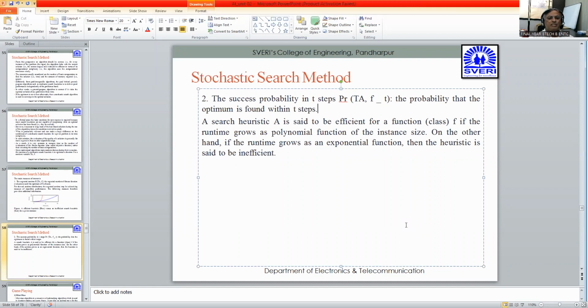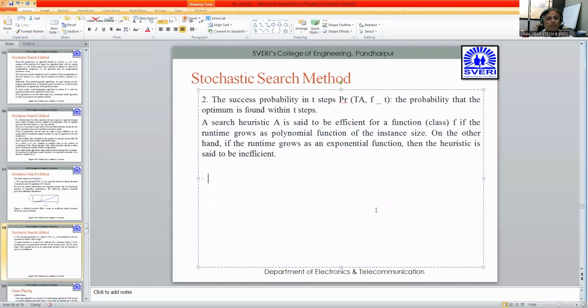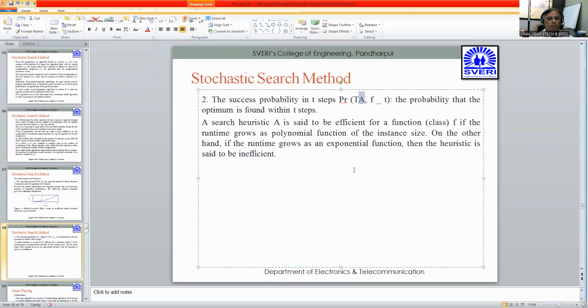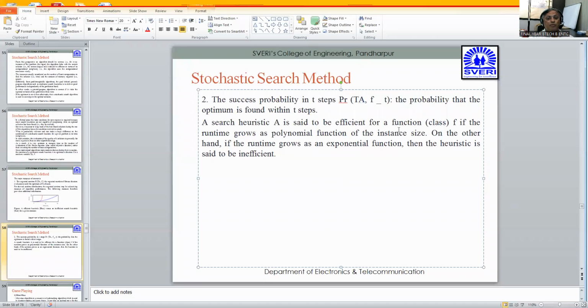A search heuristic is said to be efficient for the function class F if the runtime grows as a polynomial function of the instance size. So it is visible that this is the polynomial function. So heuristic A is said to be efficient. When will we say this A is efficient? When it is computed for a function F. This is the heuristic search. This is the function F, if the runtime grows as a polynomial function of the instance size. On the other hand, if the runtime grows as an exponential function, the heuristic is said to be inefficient.